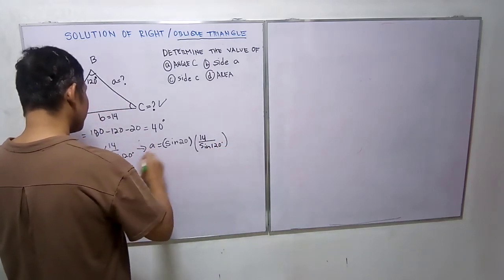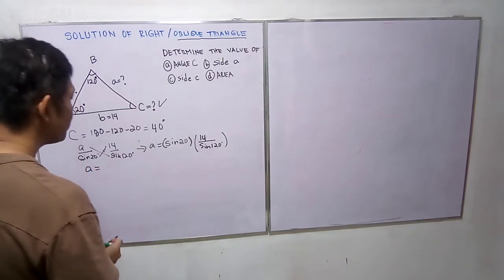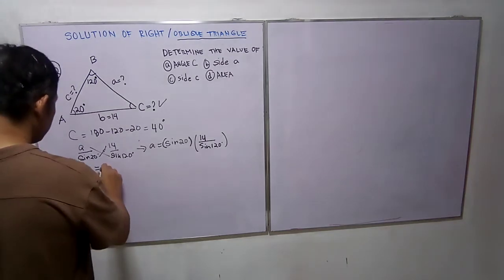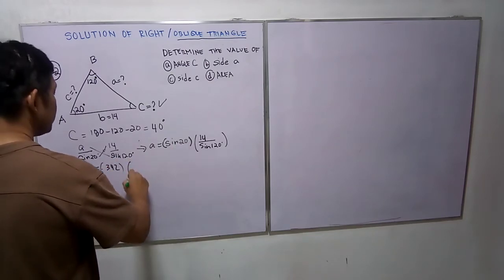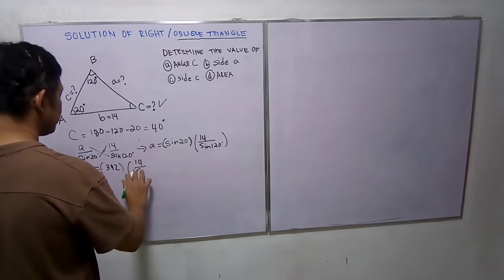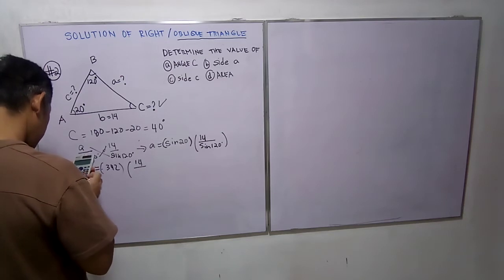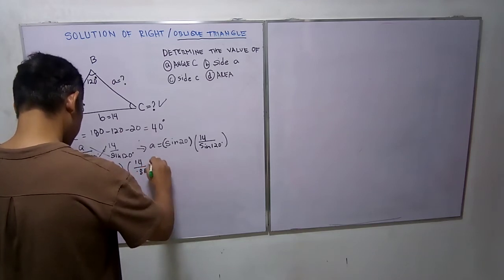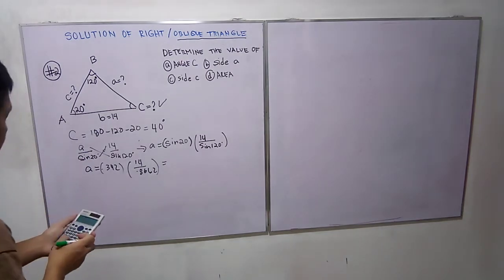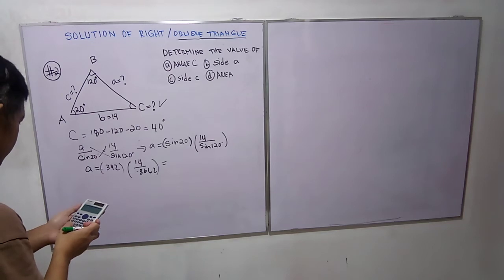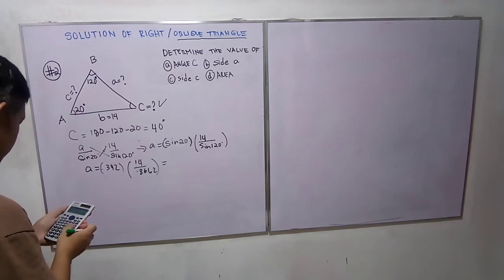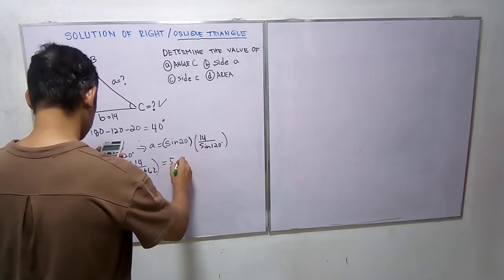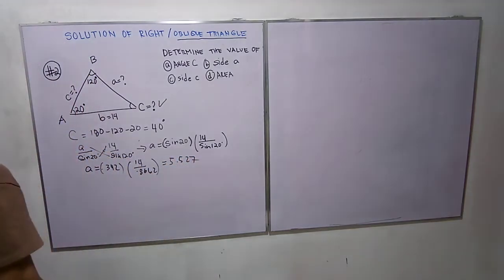Therefore, kailangan talaga ng calculator. A equals to sine of 20 degrees, sine of 20 is 0.342. Ito naman 14 over sine of 120 equals to 0.8662. Therefore, mangyari po ay A equals to 5.527 na lang para sigurado. Therefore, okay na yung A.